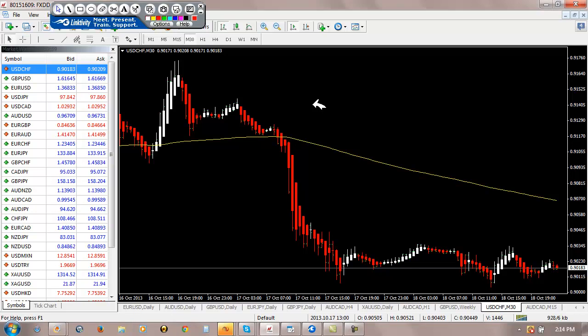All right, let's keep looking at some more examples. This is the US Swiss 30-minute chart. Now on the far left of it, you'll notice that the market was above the 200, but it started to straddle it. So that tells us that maybe the buyers up here were losing control.